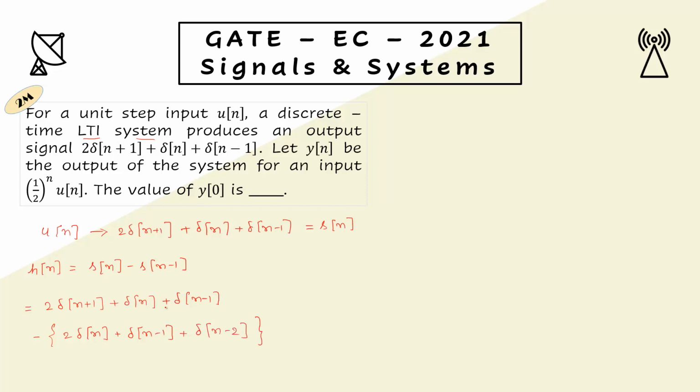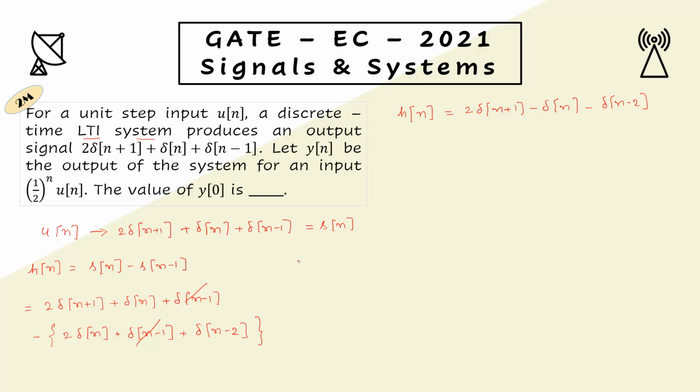We can see that this delta of n minus 1 will get cancelled out, and what is left, we get the impulse response of the system h of n to be 2 delta of n plus 1 plus delta of n minus 2 times delta of n, that should be minus delta of n, and then finally we get minus delta of n minus 2. So that would be the impulse response of the system.